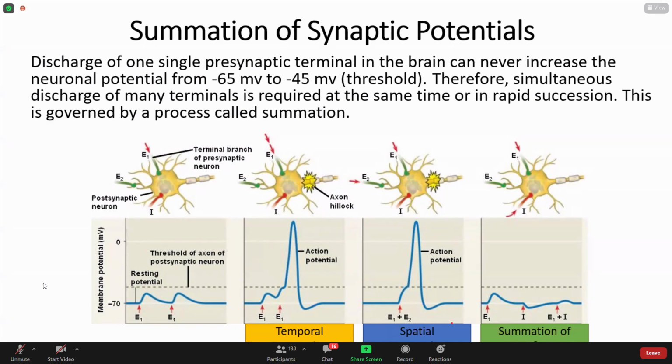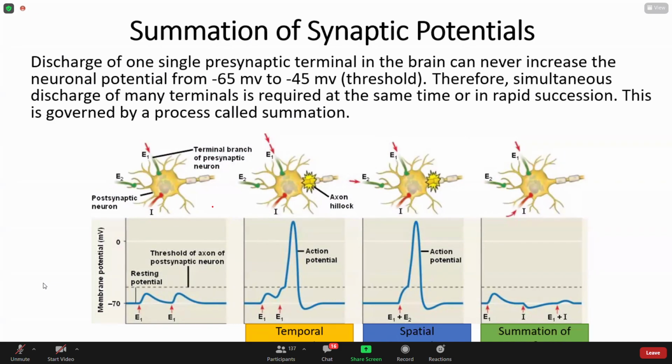Good. Now, one of the characteristics of graded potentials is that they summate, they can add together, okay? And so a discharge from one single presynaptic terminal usually is not enough to bring the membrane to threshold in order to generate an action potential. So the postsynaptic potentials will add up in order to produce a bigger postsynaptic potential.